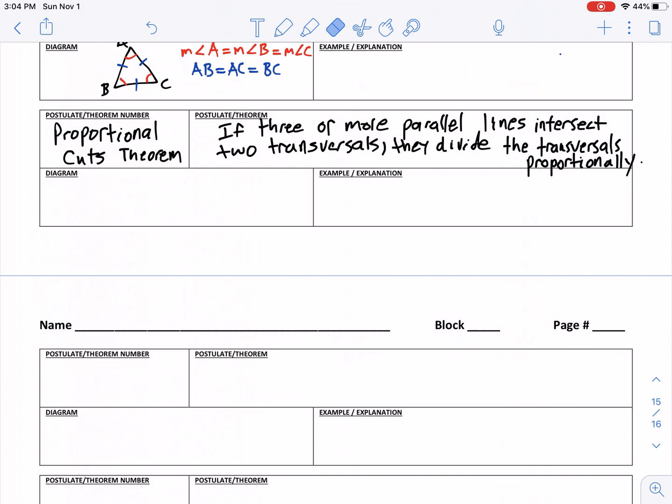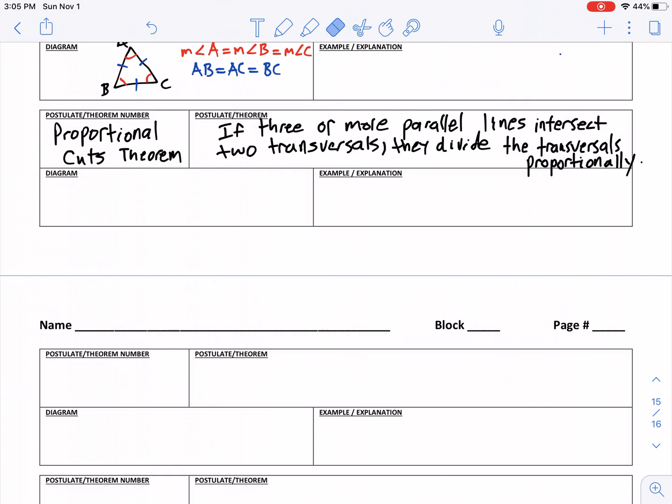Okay, so what that's saying is when I divide up, let's say we had three parallel lines that cut two transversals, then they would cut it up in such a way that if we formed ratios between the corresponding side lengths, those ratios would be equal. They would be cut proportionally.